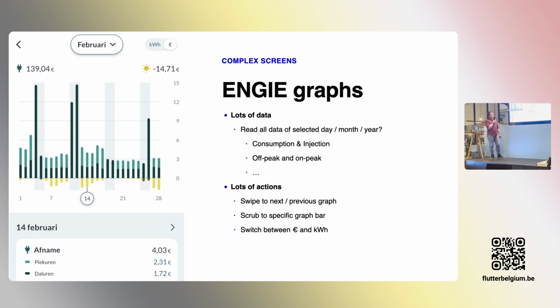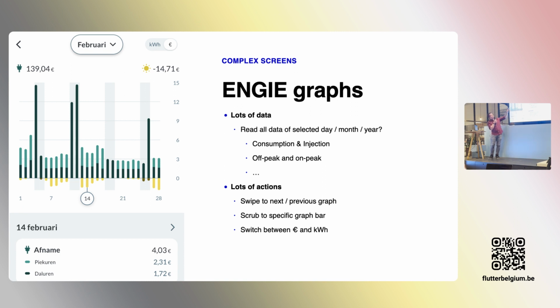And in the future, it's going to get even more complex. I'm not going to try to explain that now, but yeah, we're going to add even more data to our graph. So that's already a lot of data. There also are a lot of invisible actions. So what you can do here is swipe to the next and previous month. You can also use the scrubber to scrub to a specific bar on the graph.